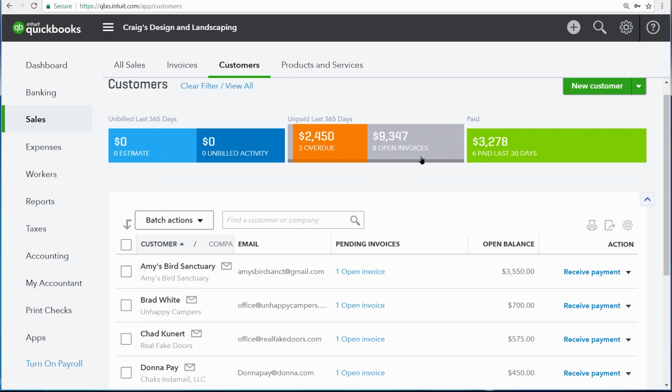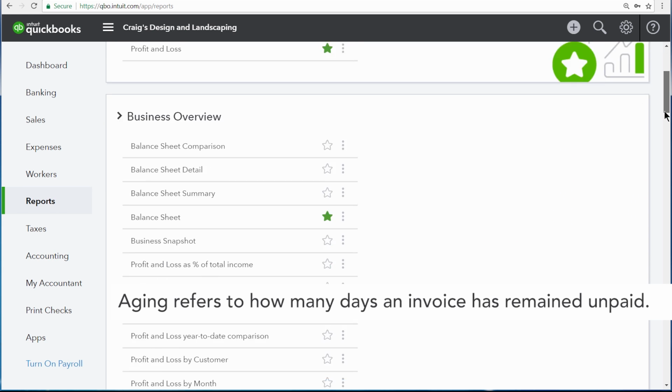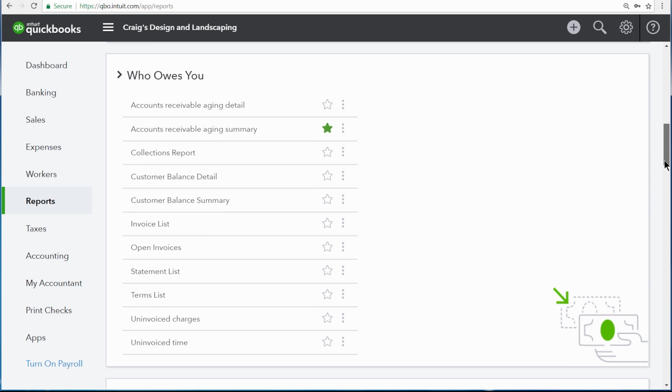This list is good if you need to see at a glance who owes you money and how much, but it doesn't give you any aging information. To get that, go to the Report Center, and there are two reports that you can use to see the aging information for your customers' invoices.